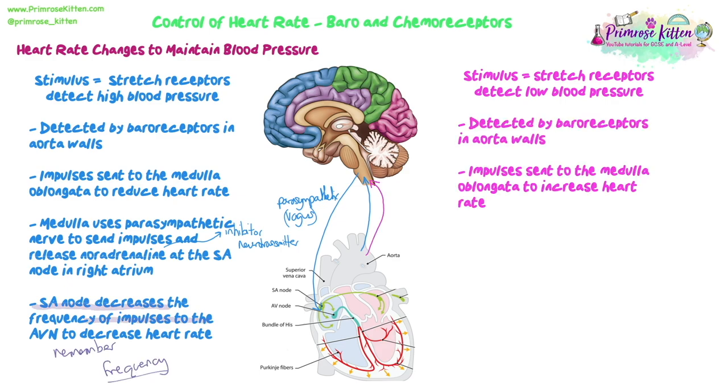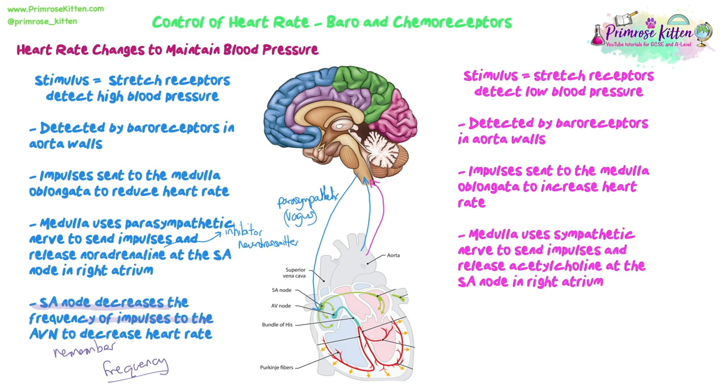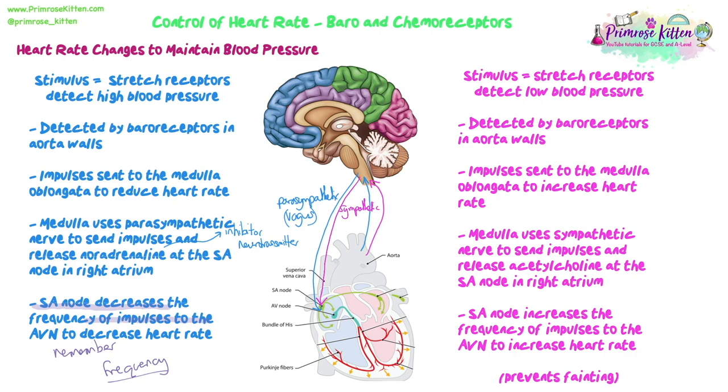Okay, so if we think about the opposite then, low blood pressure happens. So that's detected again by the receptors. The impulses are sent to the medulla, again, this time saying to increase the heart rate. And then we have the same response, so the medulla is going to use the sympathetic nerve this time to send impulses and release acetylcholine at the sinoatrial node in the right atrium. And because it's releasing acetylcholine, that's an excitatory neurotransmitter. So it's going to be increasing the frequency of impulses leaving the sinoatrial node. And therefore, we're going to increase the frequency of impulses going to the atrioventricular node. And therefore, we're going to increase heart rate.